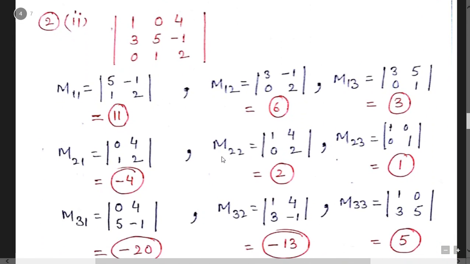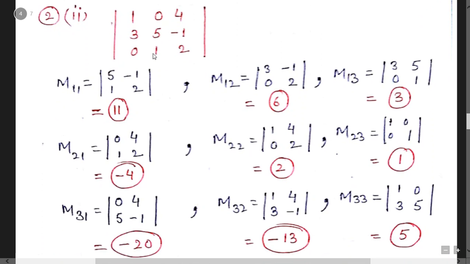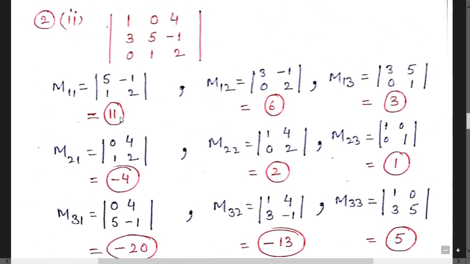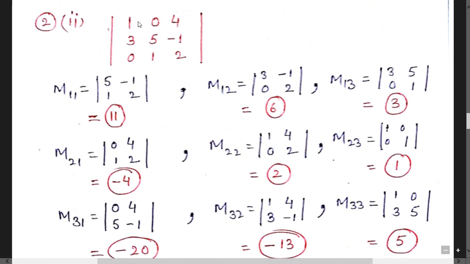Now check here. The minors are clearly highlighted. First value 1 1. It means 5 minus 1 1 2 is there. This one. What about 1 2? Then cross multiply, you will get the answer. M12, this one is the element, 0. First row and second column, 3 0 minus 1 2. These elements are there. Then what about 4? It's M13. First row and third column, 3 5 0 1.